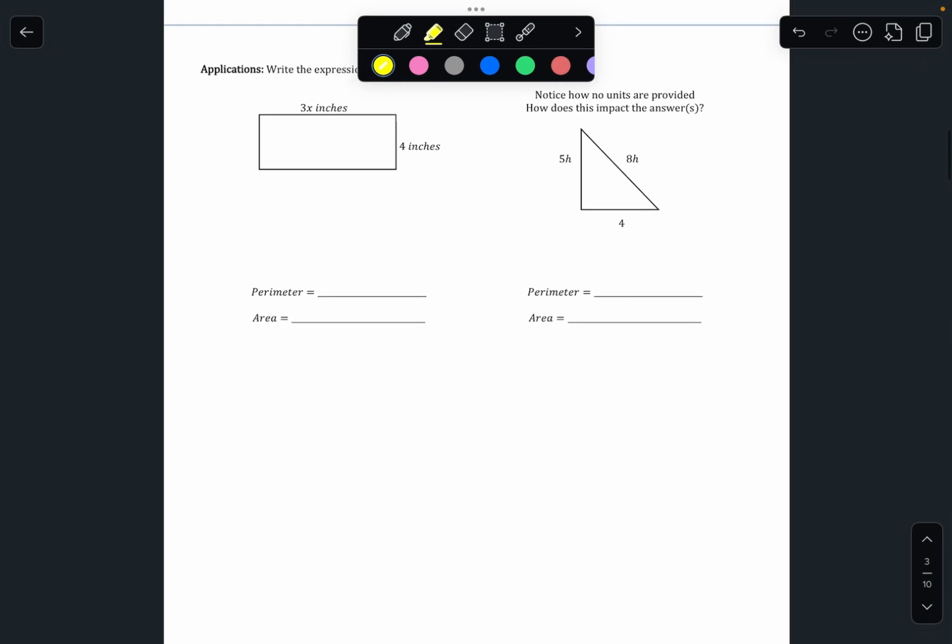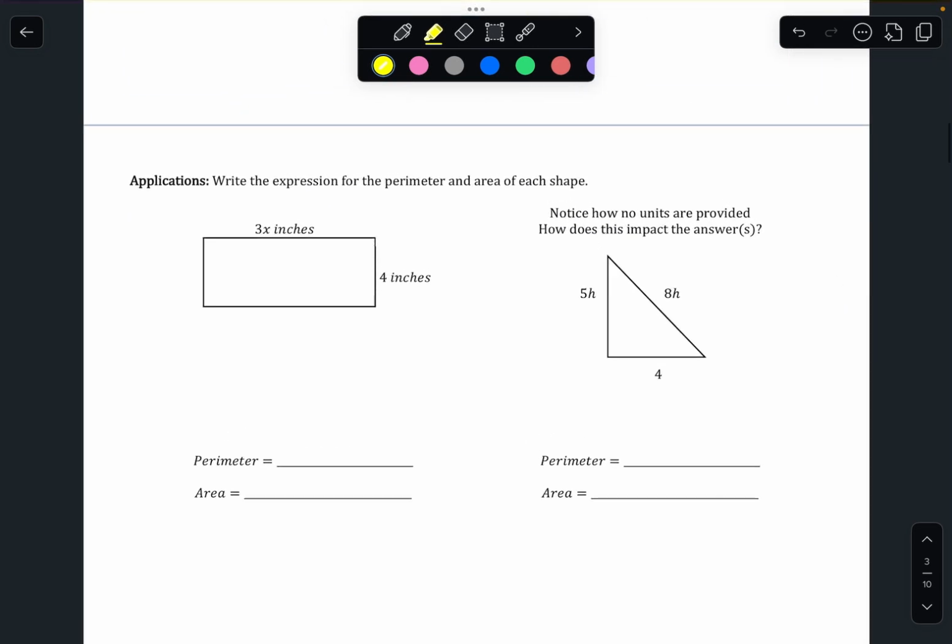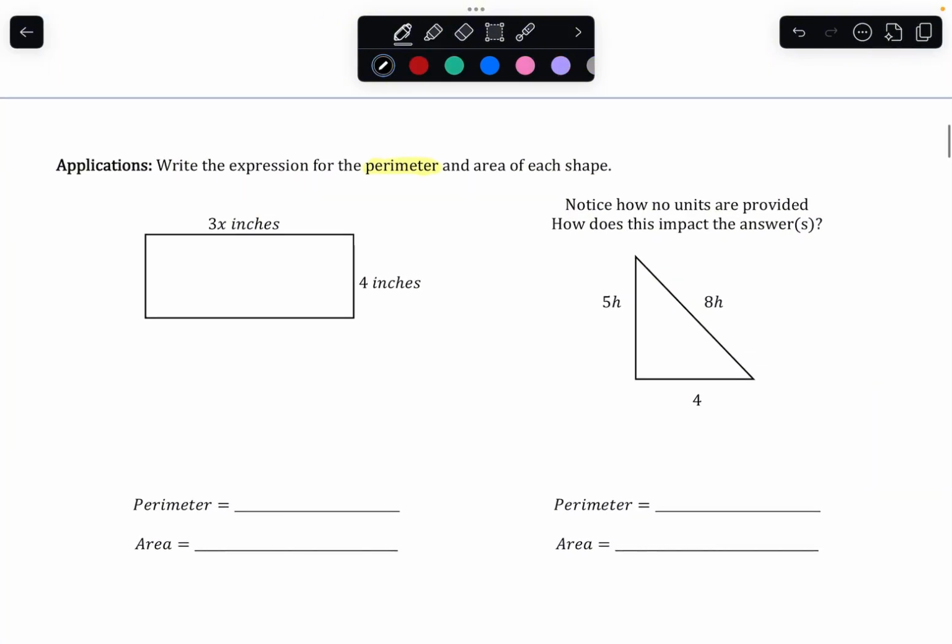All right, the last 2 examples are application problems. And so we are talking about perimeter. And so if you'll remember, perimeter means you add up all the sides.